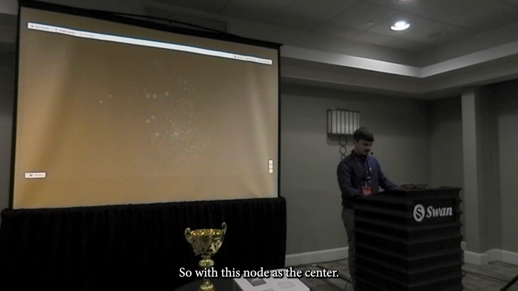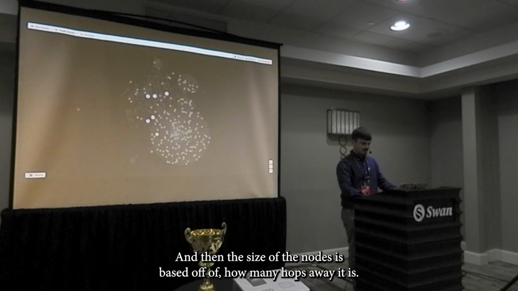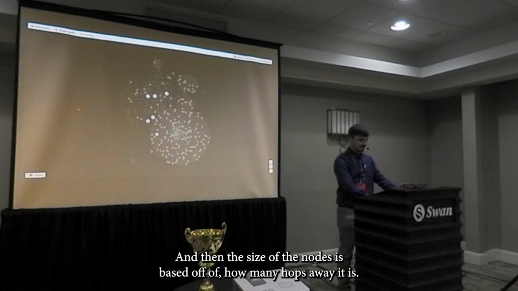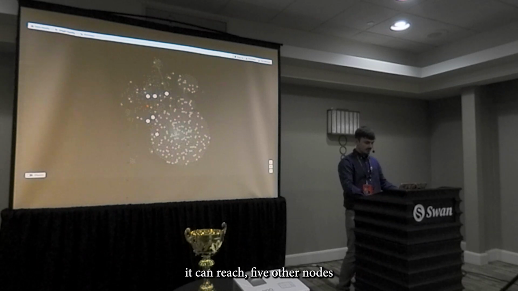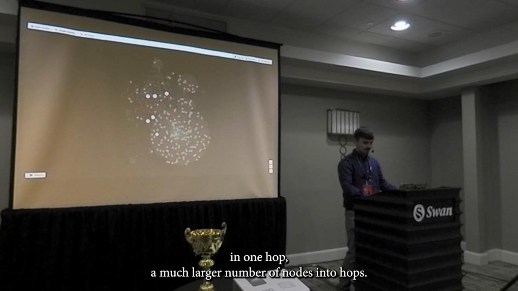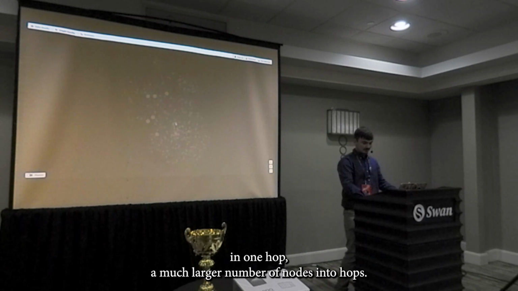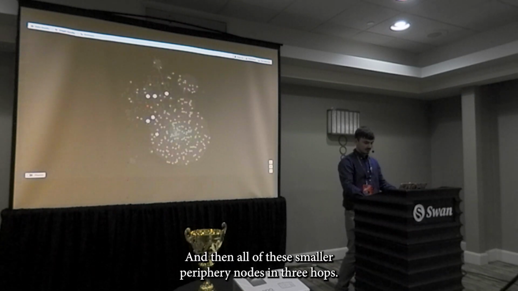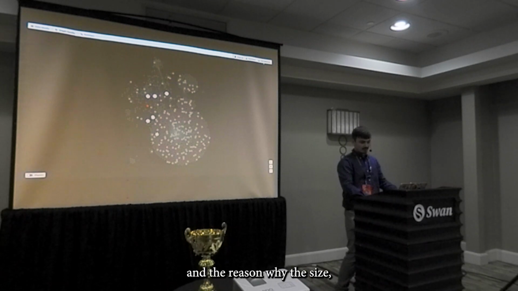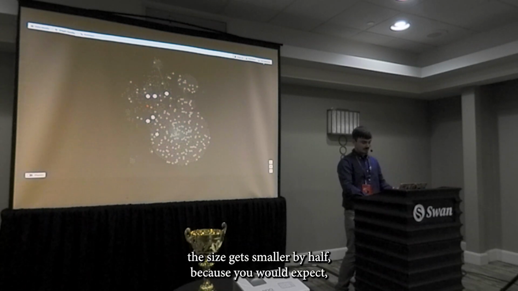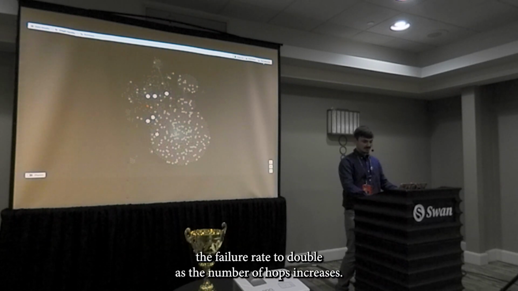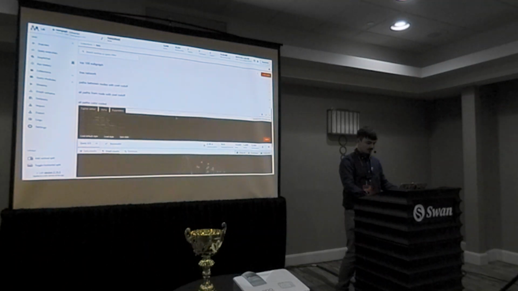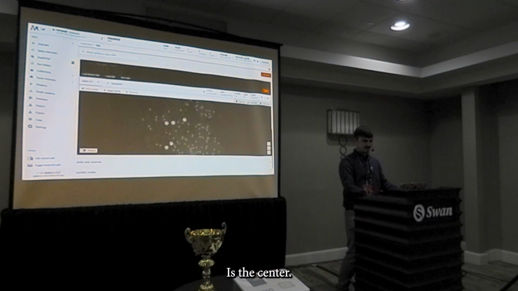So with this node as the center, the size of the nodes is based off of how many hops away it is. So you can see that it can reach 5 other nodes in 1 hop, a much larger number of nodes in 2 hops, and then all of these smaller periphery nodes in 3 hops. The reason why the size gets smaller by half is because you would expect the failure rate to double as the number of hops increases. Does anybody want to try out their node as the center? Pleb devs again?